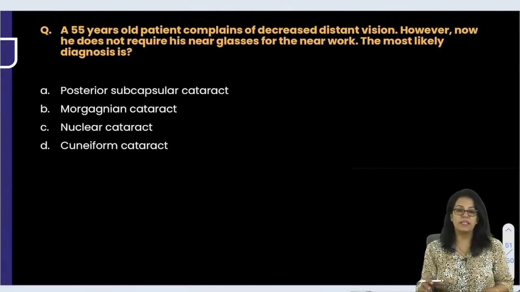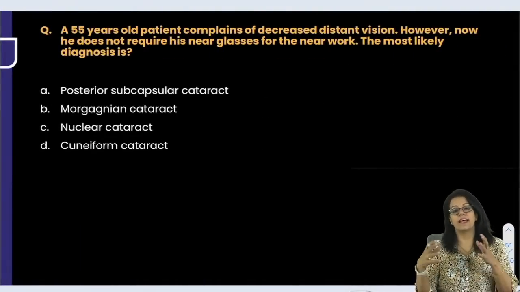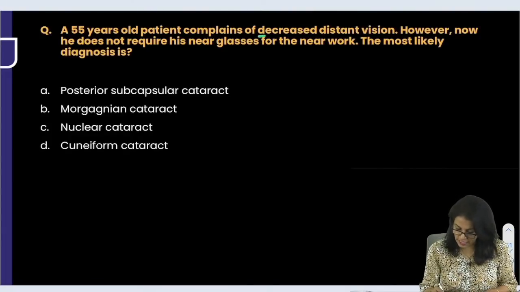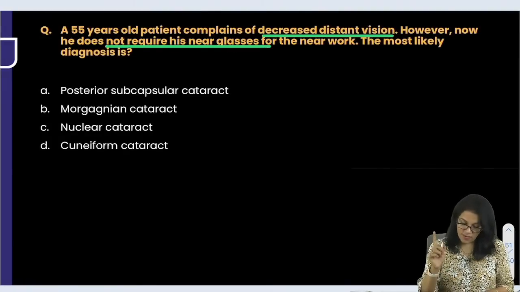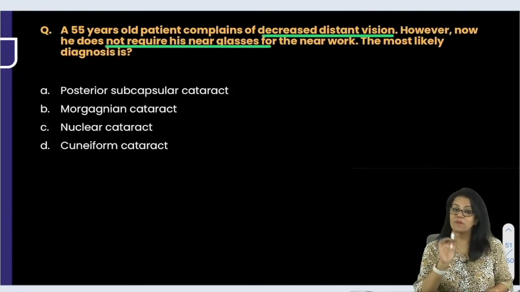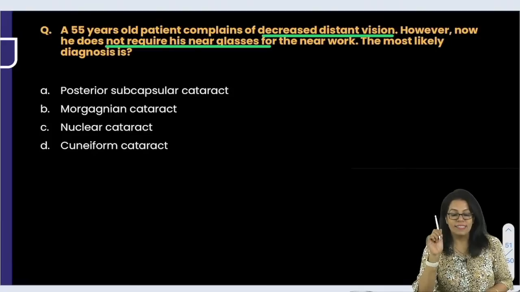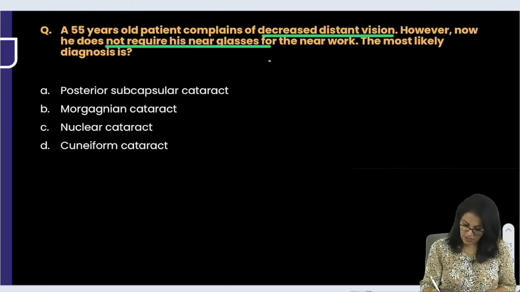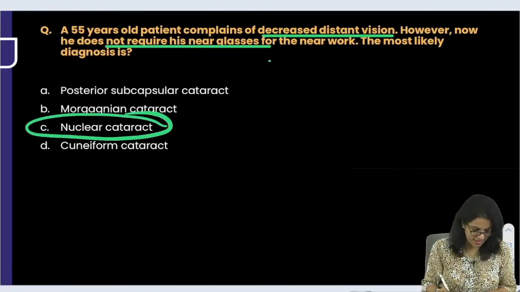Okay, we have a question here. So many times this has been repeated that I had to again discuss this. A 55 years old patient complaining of decreased distant vision. However, now he does not require his near glass for near work. We are talking about, again very quickly, I have discussed in the previous session also, second sight of old age. Second sight means we are talking about nuclear cataract, isn't it?